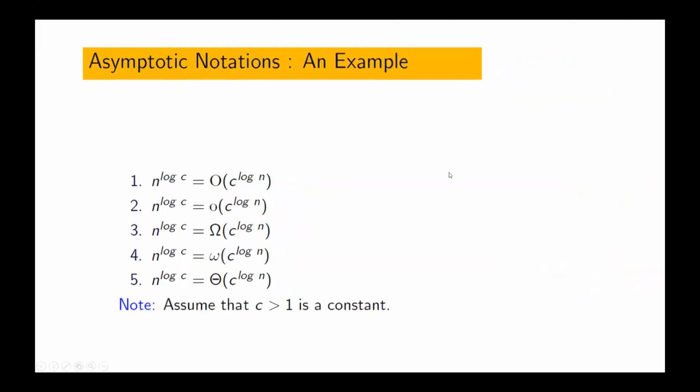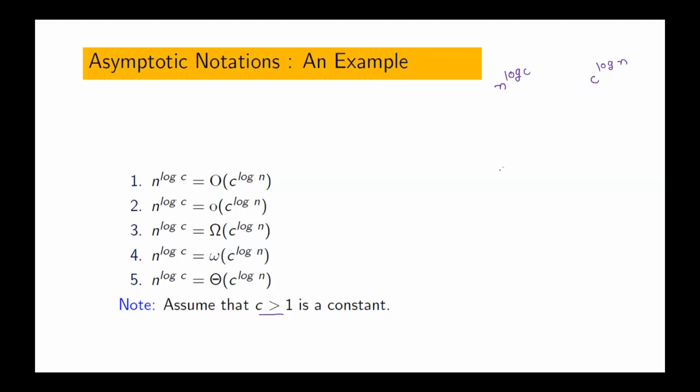Now let us see. Here C is a constant. So what is given to us? n power log C on one side, and C power log n on the other side. What can you say about the order of growth of these two? C to the power log n appears to have higher growth.